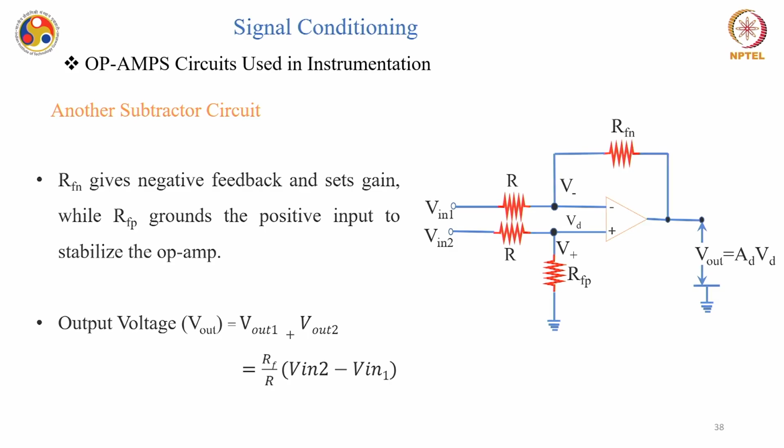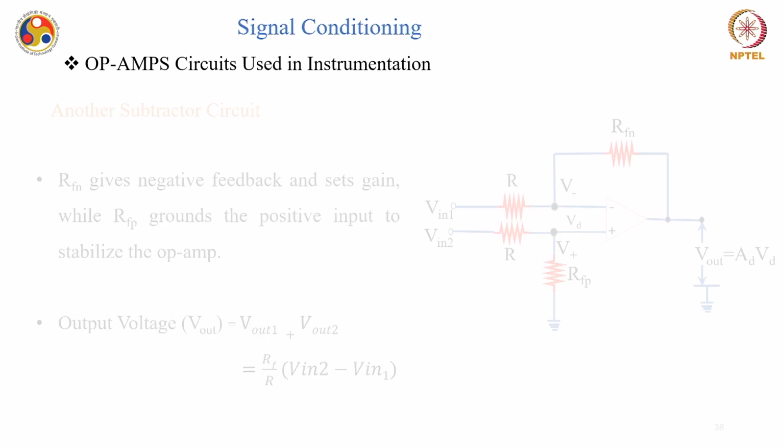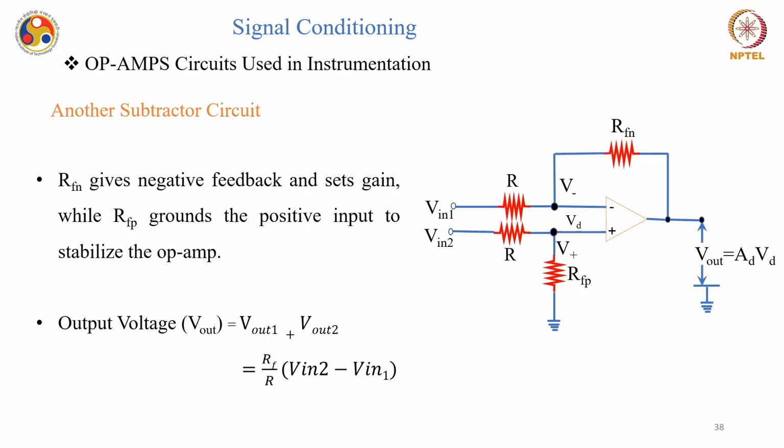But if you see here, you are not having any gain. If you want a subtractor with gain, you can use a different circuit. This is one of the circuits that you can use as a subtractor with certain gain. In this case, RFN gives the negative feedback and sets the gain, while RFP grounds the positive input to stabilize the op-amp, and the output voltage will be equal to RF by R into V in 2 minus V in 1. So you have a gain as well as the difference. According to your need, you can change the circuit and design your own circuit for your instrument.